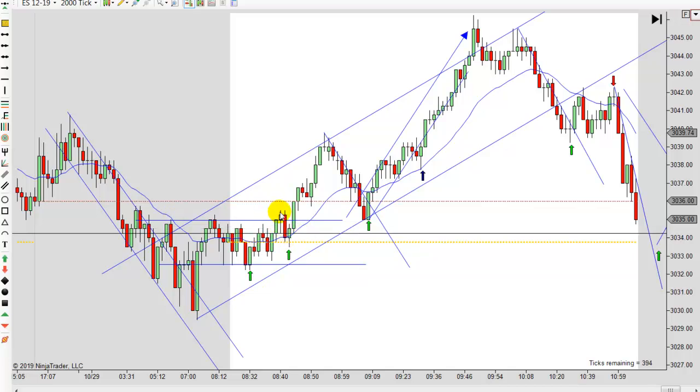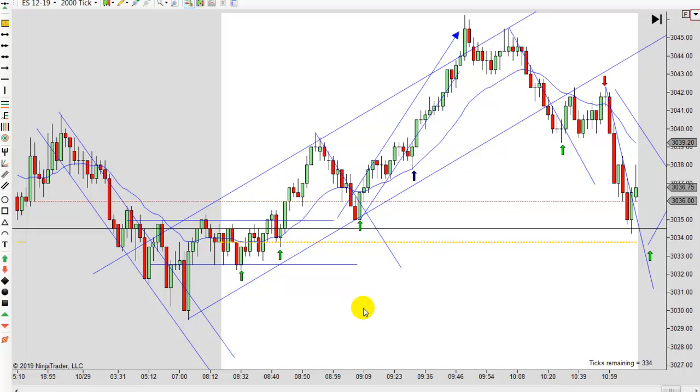Plus, there's a little breakout up here, so this one may succeed. So that's another one you might take. Neither one of them are great setups. I don't like either one of them. There's a little breakout pullback, and you would think we were probably going to try to fill the gap.